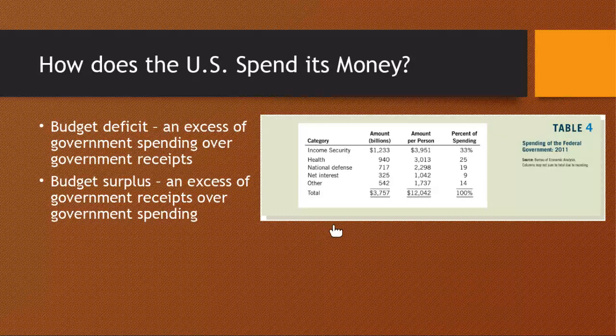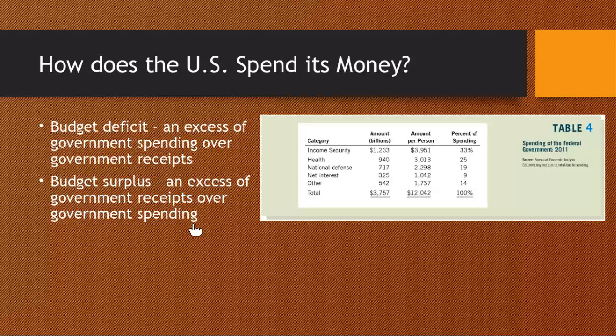So beyond this, the U.S. has a couple of outcomes. If the U.S. has an excess of government spending over government receipts, i.e. it spends more money than it brings in, this is what we call a budget deficit. However, if it runs receipts over government spending, i.e. its tax revenue is greater than its government spending, in that case, it runs a budget surplus. Now, we'll look in the next slide and see that the U.S. hasn't run a budget surplus. And its deficit is basically the rate at which it is accumulating debt.